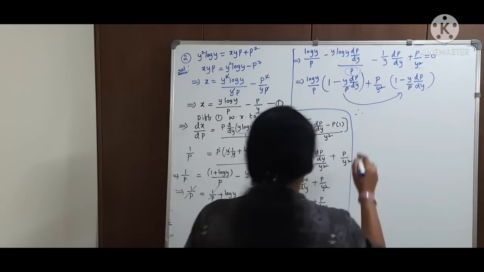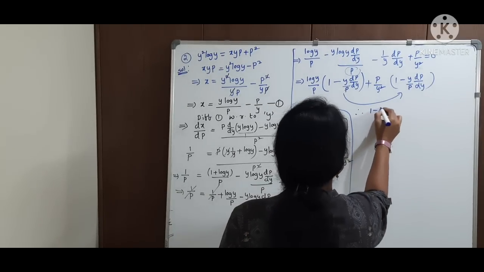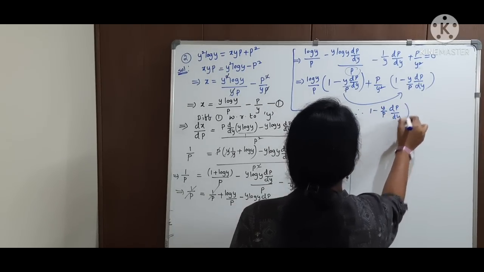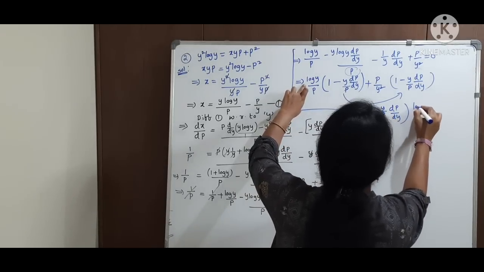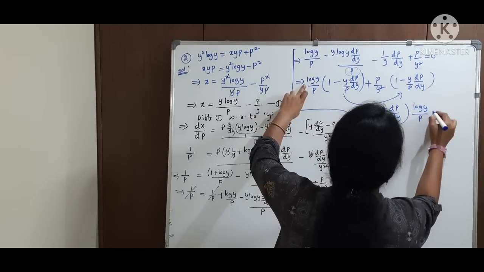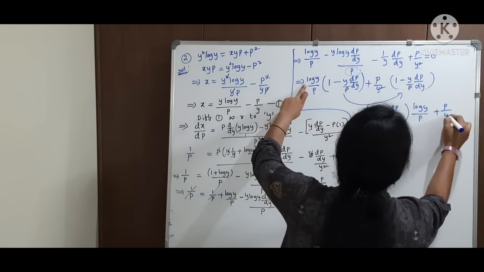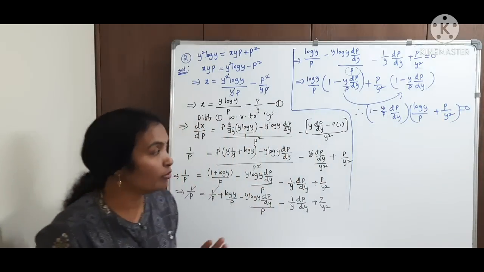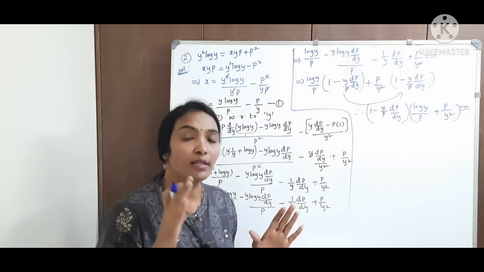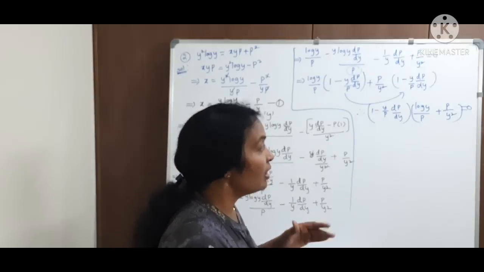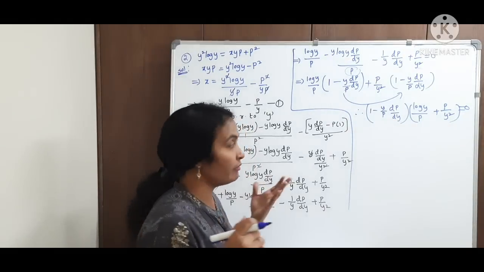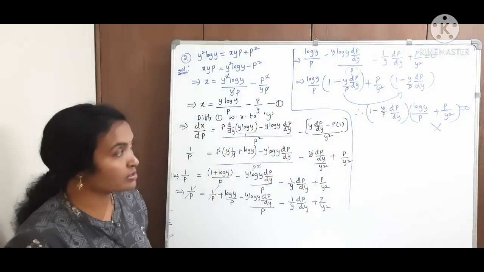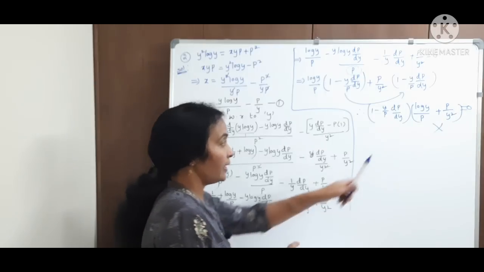Therefore, the factors, what are the factors? 1 minus y by p dp by dy. Then the other one is log y by p plus p upon y square. See, now the factors have come. Then after that what do we have to do? Considering only the dp by dy terms without the differential coefficient terms, we are not able to find the solution. For that, don't neglect this one.